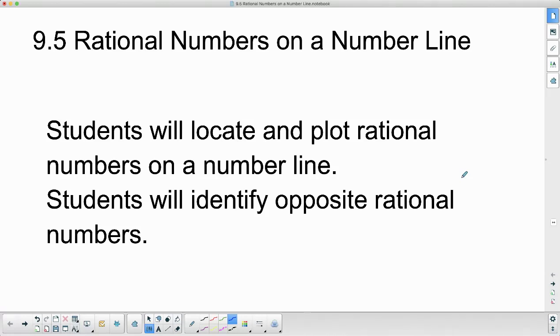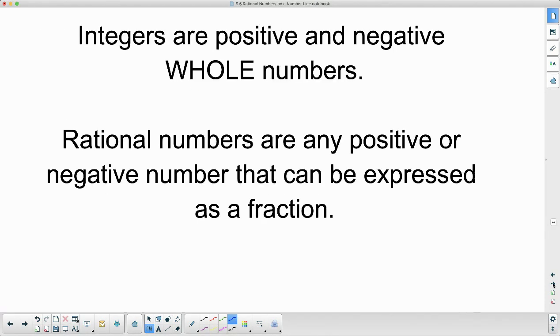Today we are going to start learning about rational numbers. So we have been learning about integers. Same concept, just a different type of number. We're going to locate those on a number line and identify their opposites. So we need to understand what a rational number is first.